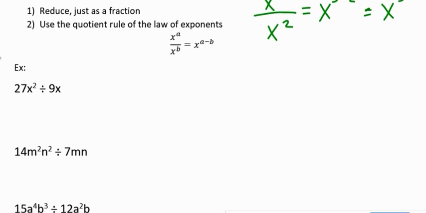So if we look here, we have 27x squared divided by 9x. So one thing that is helpful is you can rewrite this in fraction form. So I'm going to do that. I'm going to rewrite this with a fraction bar. So I have 27x squared over 9x. That really helps us see our factorable factors, right?